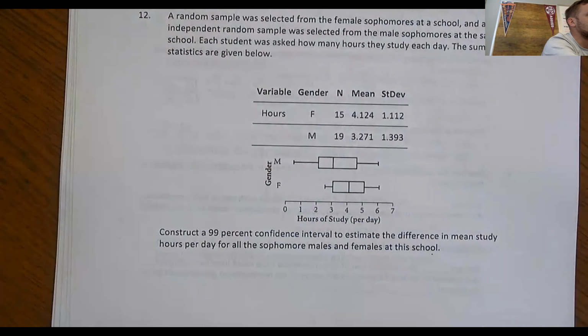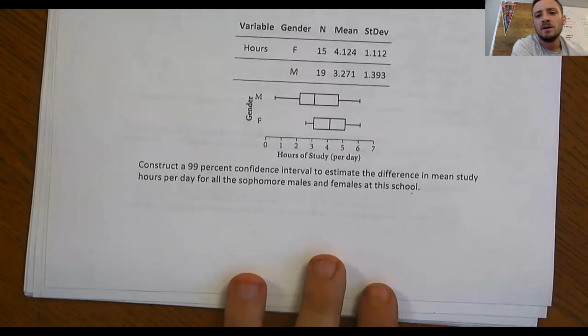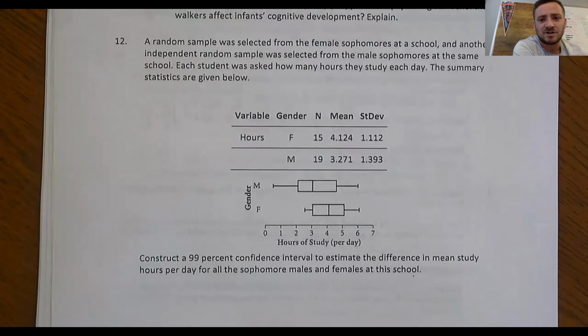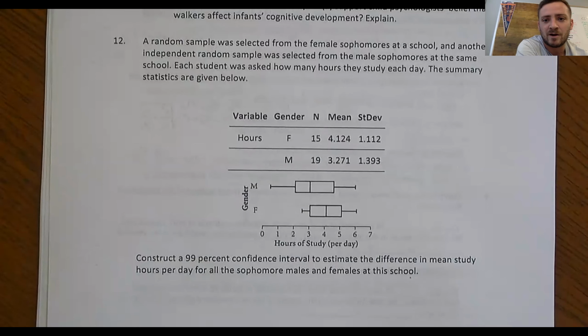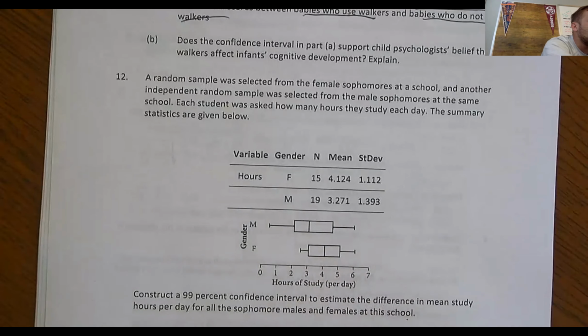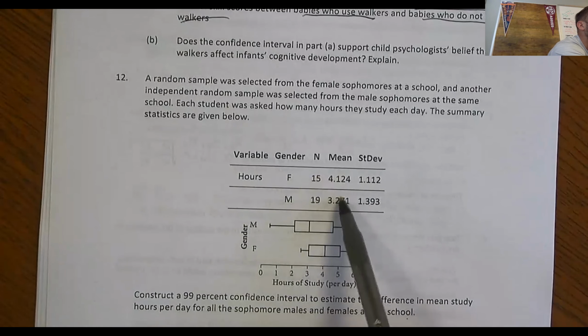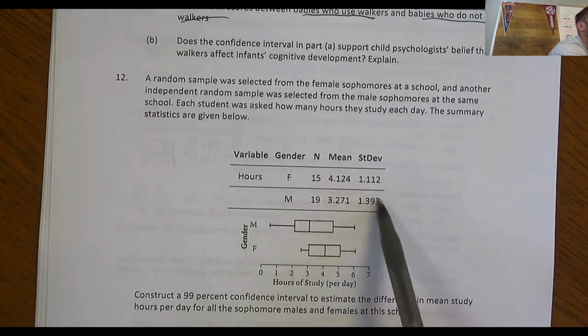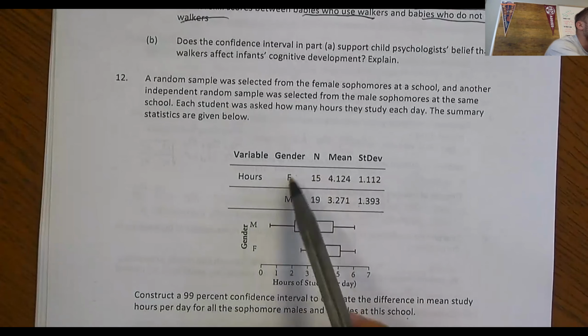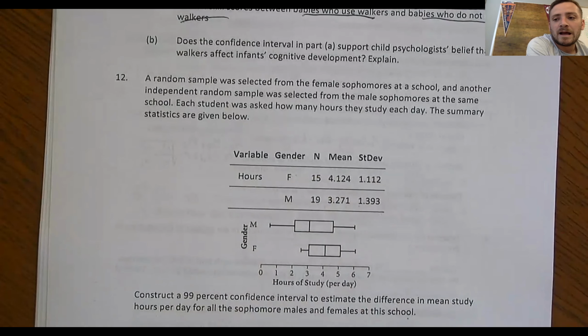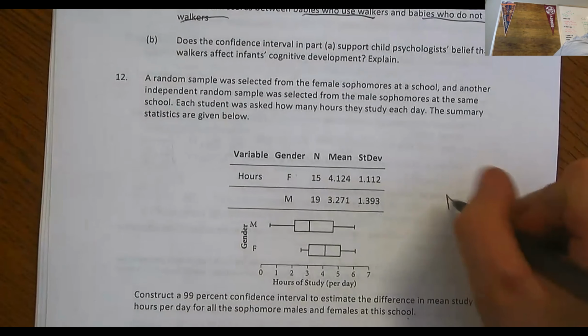I just want to show you guys this one question right here. This is a great question. Question number 12. It is trying to compare female and male sophomores and the average amount of time that they study in a week, essentially. Couple things here. They have given me my sample sizes for both genders. They've given me my sample means for both genders, and they've given me my standard deviations for both samples of my genders. The step I want to talk about is my normal step.